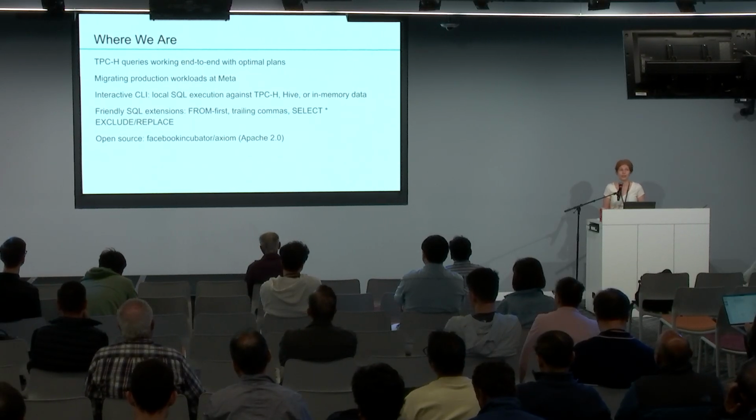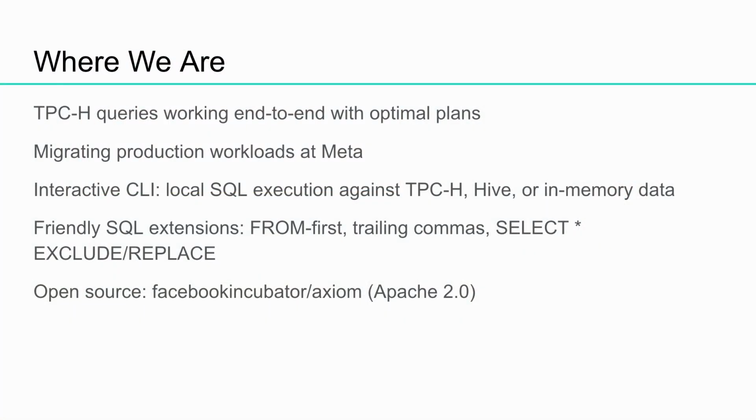That's the architecture, and we've talked about this before. This time, we're building it and have early results to share. All TPCH queries work end-to-end, producing optimal plans. We're actively migrating production workloads at Meta. Optimizer and execution stack are handling real queries at scale, not just the benchmarks.